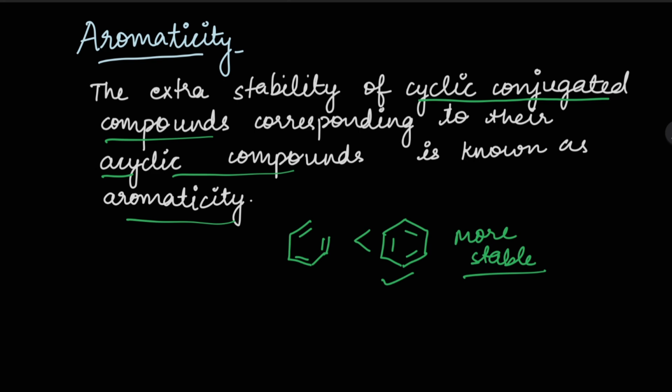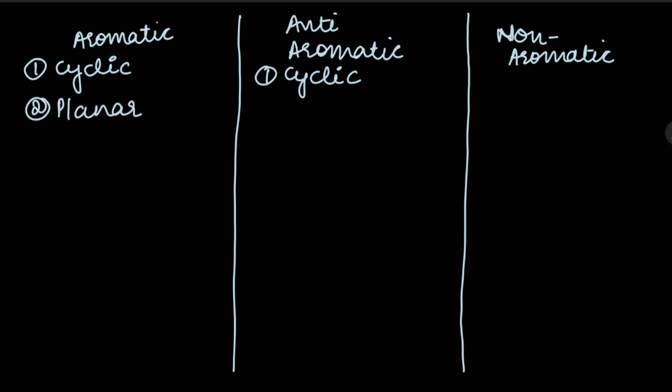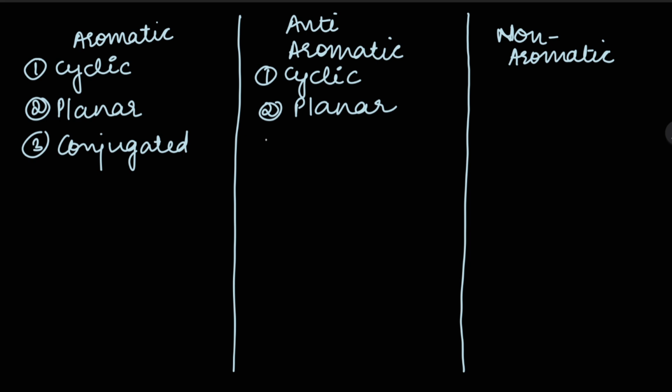Now let's talk about conditions for aromaticity, like what is aromatic, anti-aromatic and non-aromatic. How will you identify between these three? So the aromatic compound is usually cyclic, and anti-aromatic compound is also cyclic. This is planar and this is also planar. Third thing, this is conjugated and this is also conjugated.